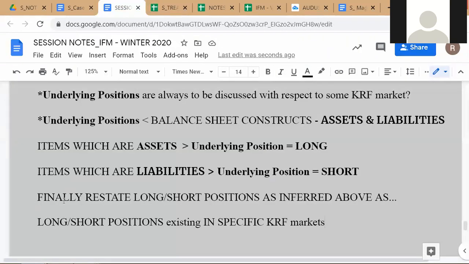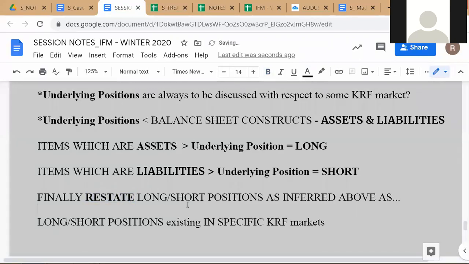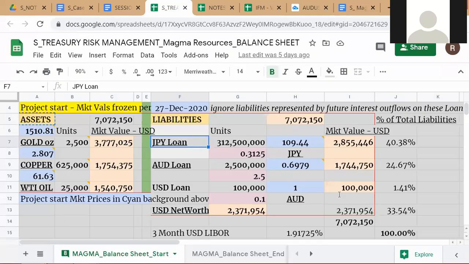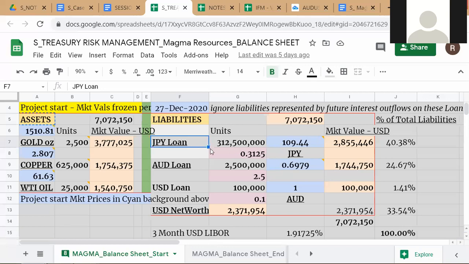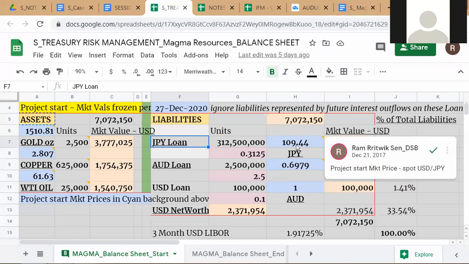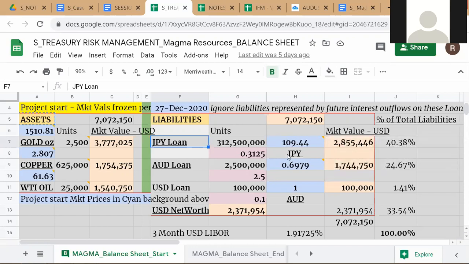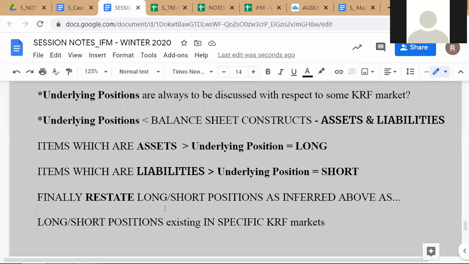And then what I'm saying is finally restate the long short position which you have derived from this. Up until this step, what have you got by using this logic? You have understood that you're short yen, because yen is a liability, but you still don't know what your underlying position is with respect to the dollar yen KRF market. As if you're a computer, you still don't know. So I'm teaching you to think like a computer. You know that you're short yen, so you have to now restate the long short positions as inferred above as long short positions existing in specific KRF markets.